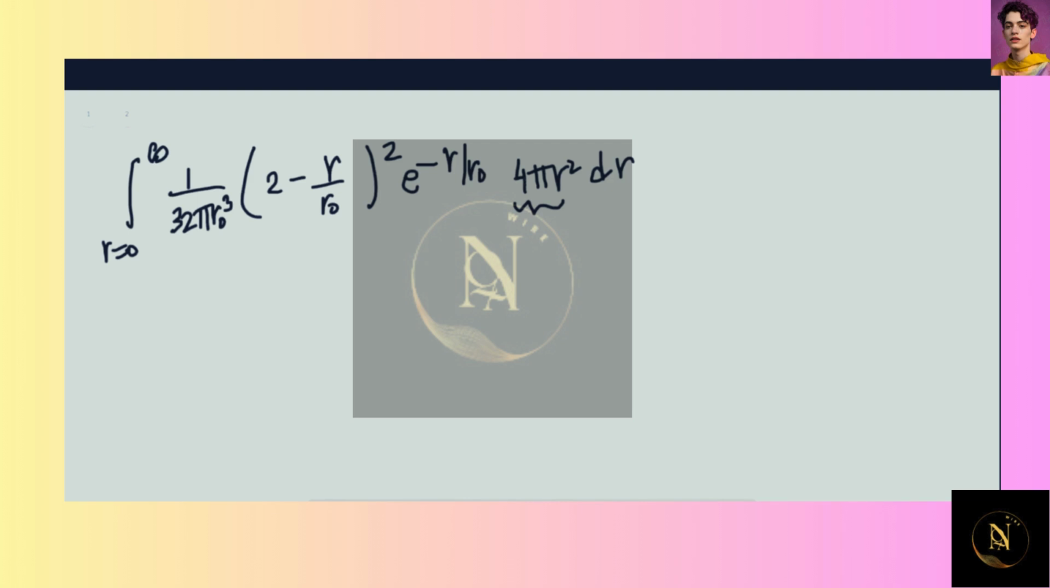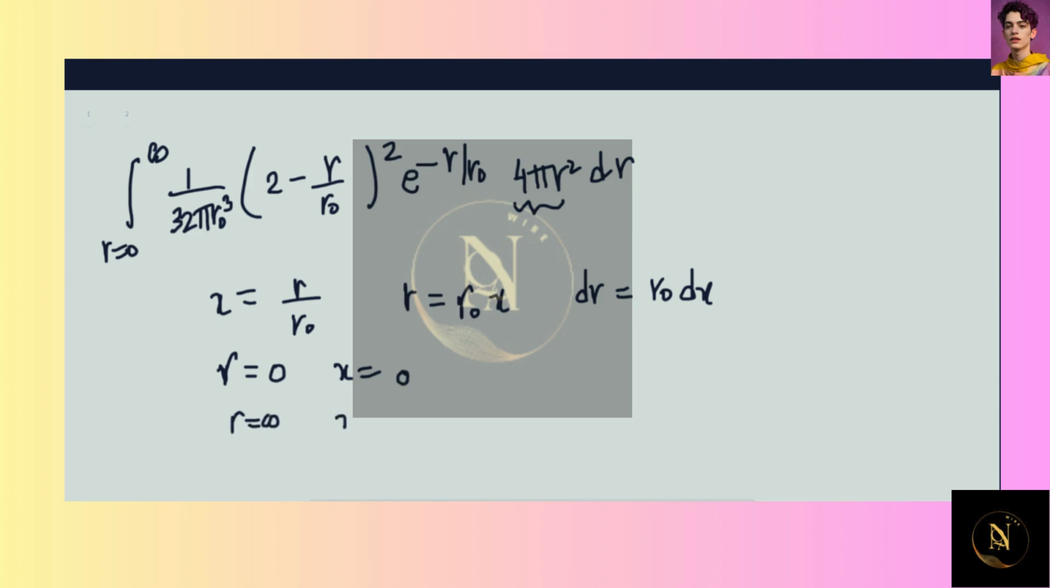In this case, we use the substitution x is equal to r over r naught, which basically gives us r as r naught times x, which means that dr is r naught times dx. When r is 0, x is 0, and when r is infinity, x is infinity.